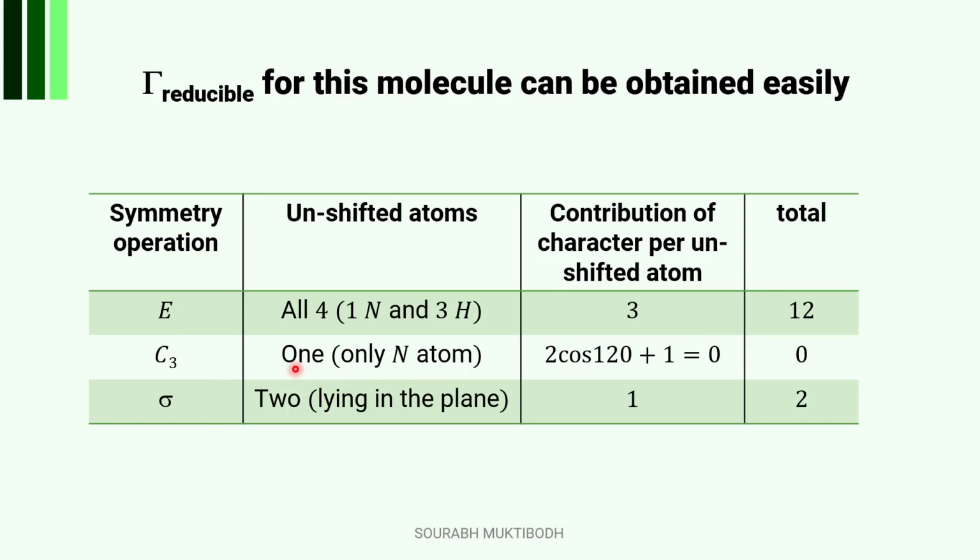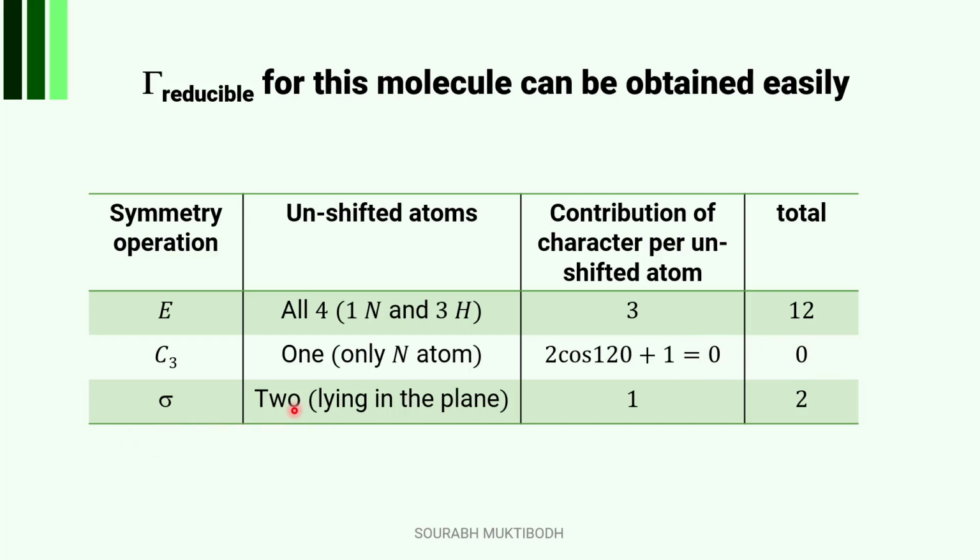For C3, because the axis passes through only the nitrogen atom, all the hydrogens are moved, so your expression is 2 cos 180 degrees plus 1. Cos 180 degrees is minus half, so the expression is 0. So for a C3 axis, this is always going to be 0, because the number of unshifted atoms may be anything, but the contribution of character is 0.